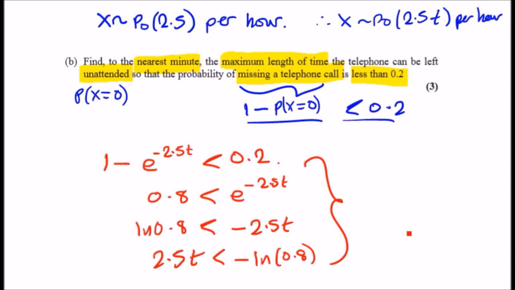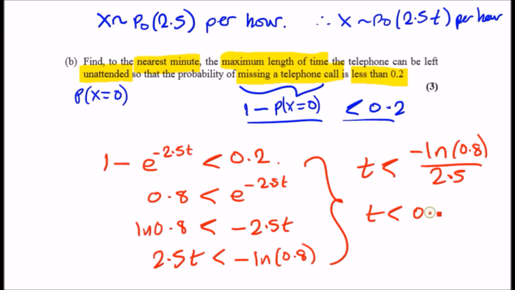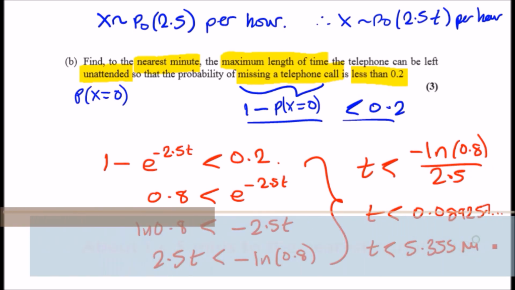And that's it. Now all you do is simply divide by 2.5 across, so you're going to have t is less than minus ln 0.8 over 2.5. Put this in a calculator and you should get 0.0892 57 hours, and to convert this to minutes, just times your result by 60 and you should get the time to be less than 5.355 minutes, so 5 minutes.